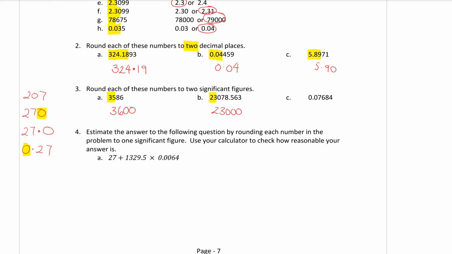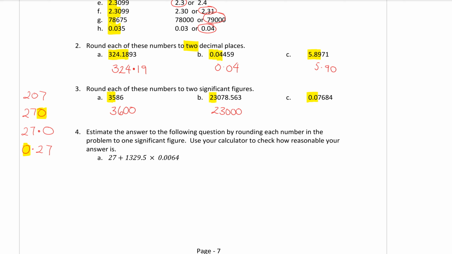Let's do one more. Part C. Counting my significant figures. Now this is the very last scenario that I told you about. I have zeros in the front. So when I start counting my significant figures, am I going to count those zeros? No. Okay, they don't count as significant. I'm going to highlight them because I have to keep them there.